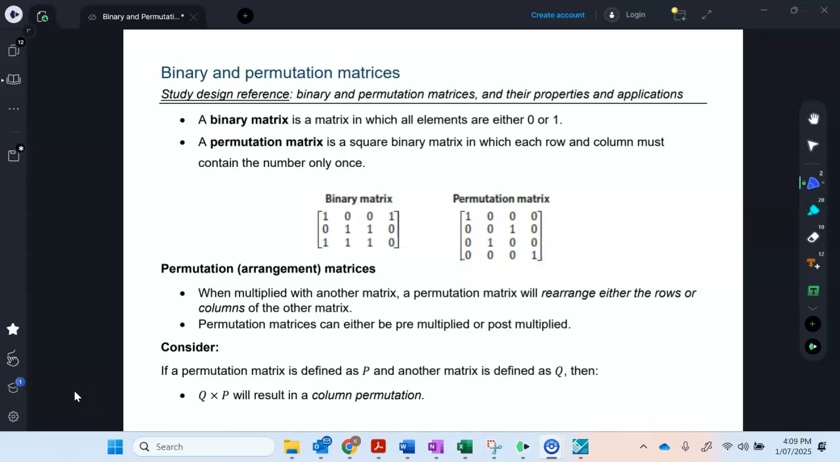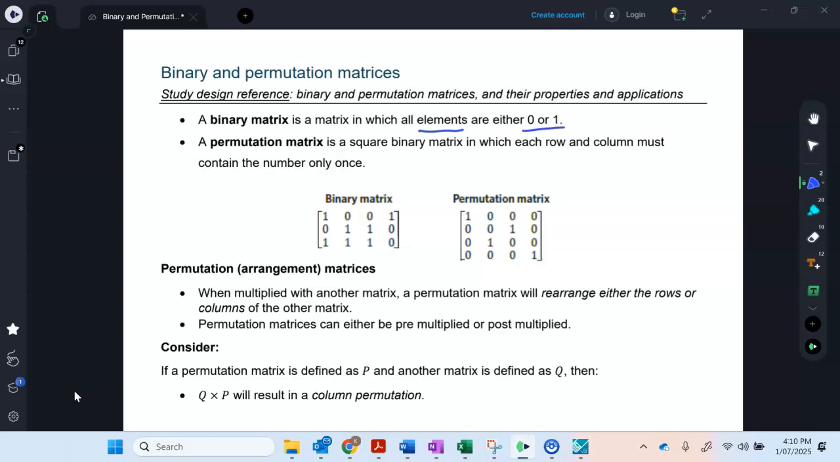Everyone, in this video we're going to go through binary and permutation matrices. So two words that you might not be familiar with. You might have heard binary before, especially if you're into coding, and permutation you may have heard before, but probably a little bit more complicated than just what a binary matrix is. So let's quickly go through what a binary matrix is, and then we'll focus mostly on permutation matrices for this video. So a binary matrix is just a matrix where all your elements are either a 0 or a 1.